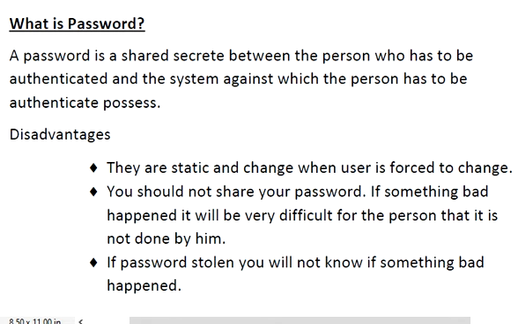What are the disadvantages of a password? We can see that a password is static, and it changes only when the user is forced to change it. You should not share your password. If something bad happens, it will be very difficult to prove that it was not done by you. Now, if a password is stolen, you will not know until something bad happens. So you have to be careful about your password.